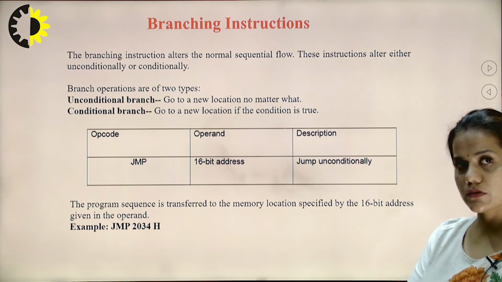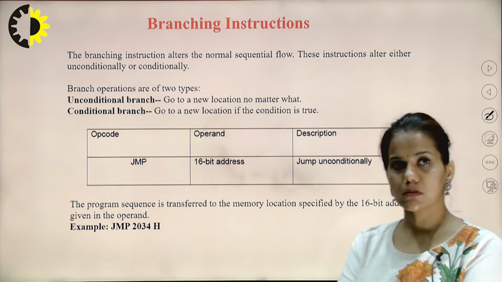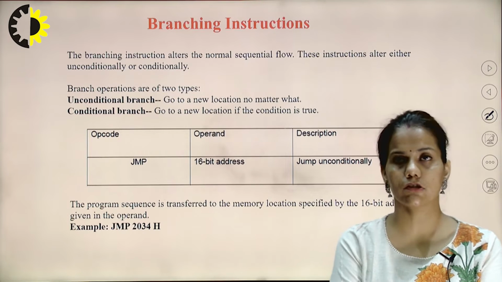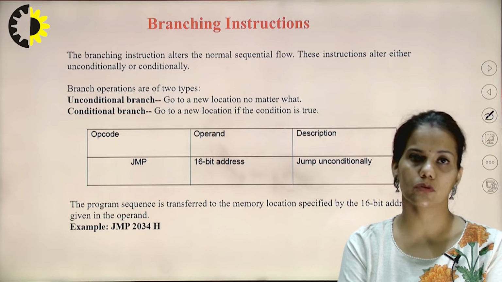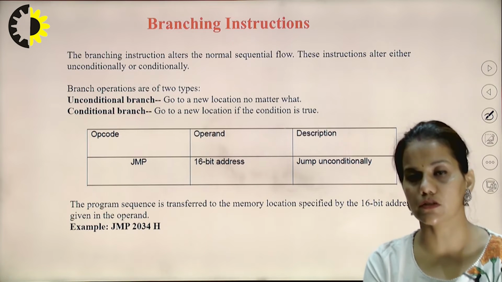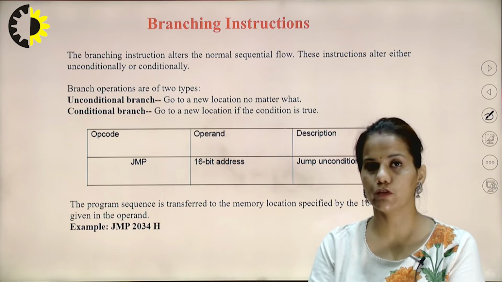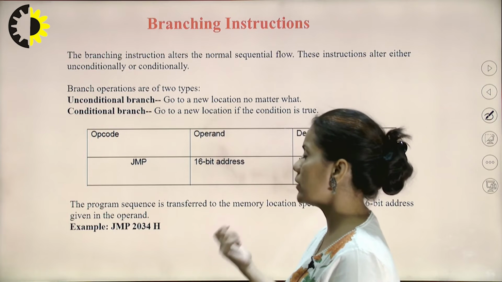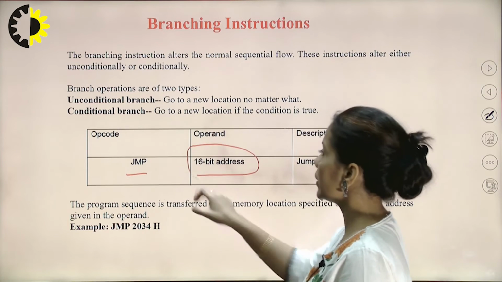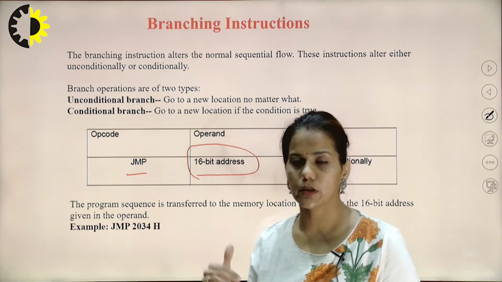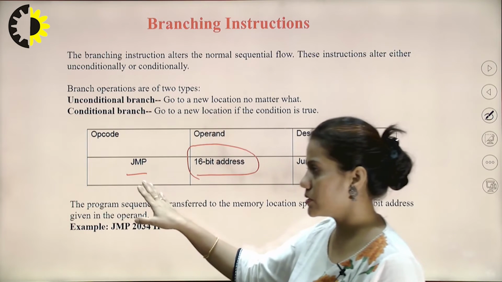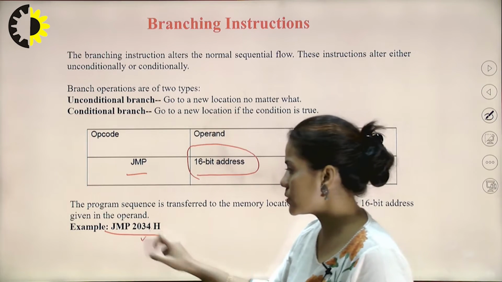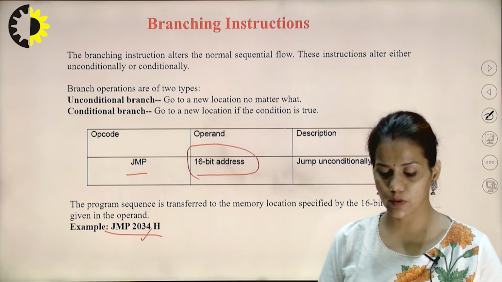Again, the branching instructions. Branching instructions may be conditional or unconditional. These instructions basically change the control flow to some other memory location, or we can say they transfer the program flow to some other memory location. The general syntax for this instruction is jump and some 16-bit address. It can be a conditional jump or an unconditional jump. This is an unconditional jump. Simply writing jump 2034 will transfer the control flow to this memory location.